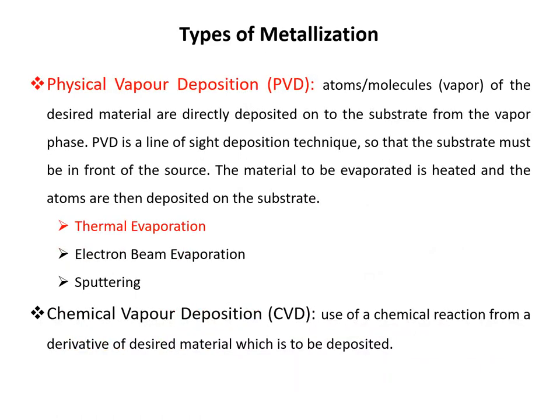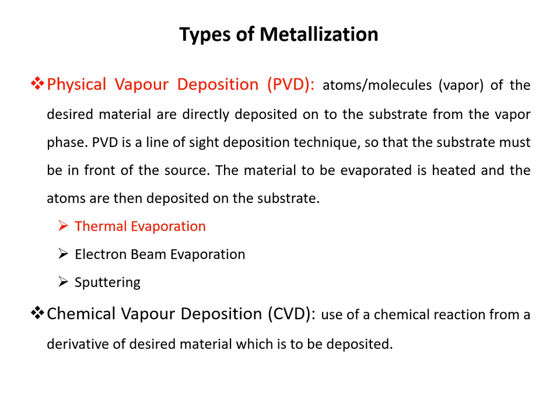Metallization can be broadly categorized into two types. One is physical vapor deposition, in short PVD. Another one is chemical vapor deposition, in short CVD. In PVD, the atoms or molecules of the desired material that we want to deposit are first converted into vapor phase, then they stick to the surface or get deposited over the surface. The most important point in PVD is that it is a line of sight deposition technique. That is, the substrate should be in front of the source. Here the source is the metal that we want to deposit.